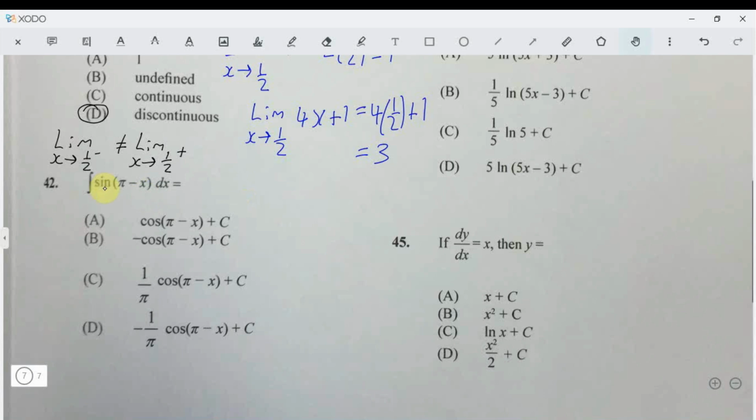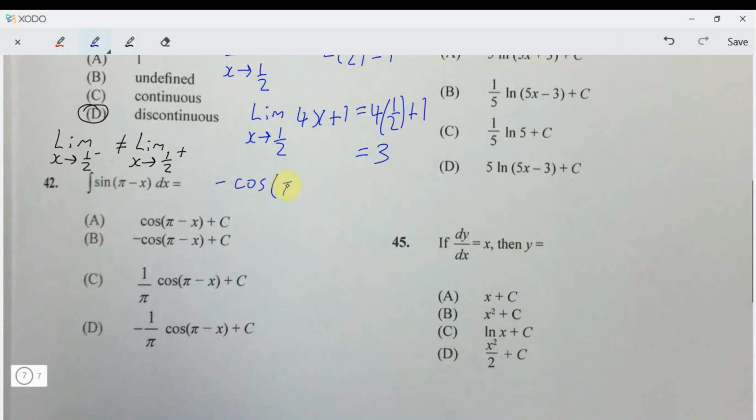Question 42. When you integrate sine, you get negative cos. So this is going to become negative cos of pi minus x. But then you divide by the derivative of what's in the bracket. The derivative of pi minus x is negative 1, plus c. But then the negatives cancel, so you just get the cos of pi minus x plus c. So that is option A. Easy stuff.